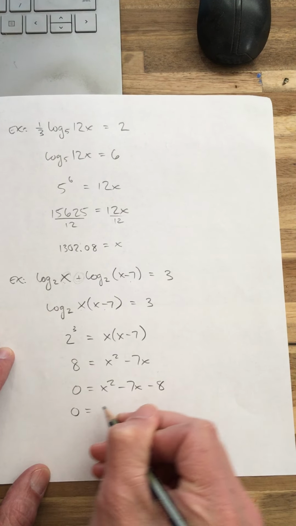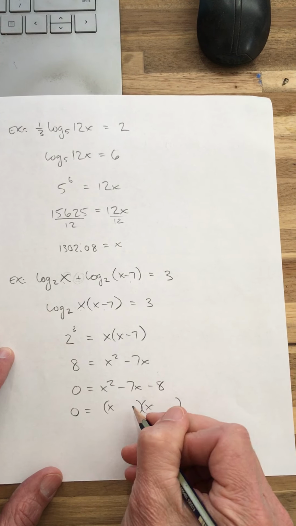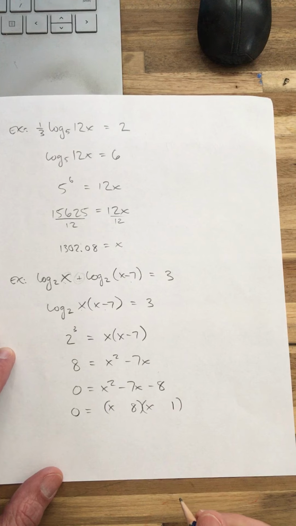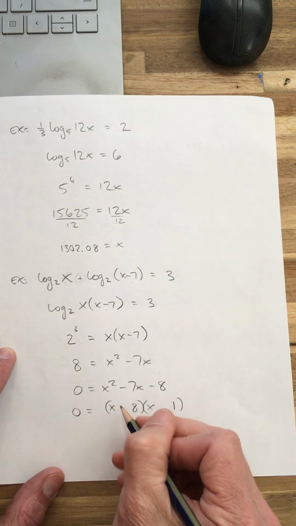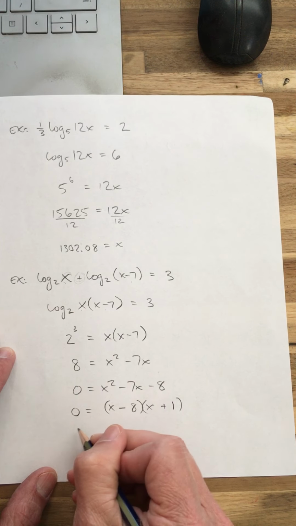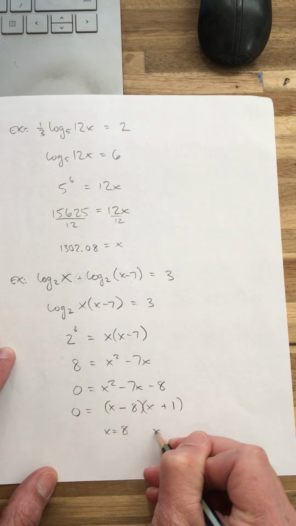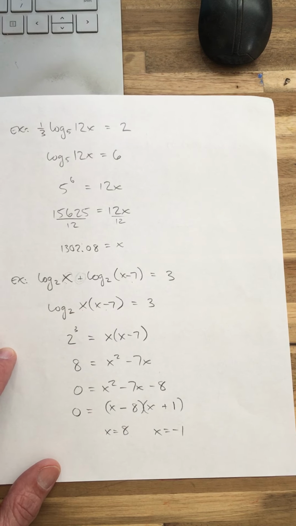And now I have to factor. Okay, x and x. I'm thinking 8 and 1. I need a negative 7, so it's going to be a negative 8 and a positive 1. All right, and here we go. We get x equals 8 and x equals negative 1.